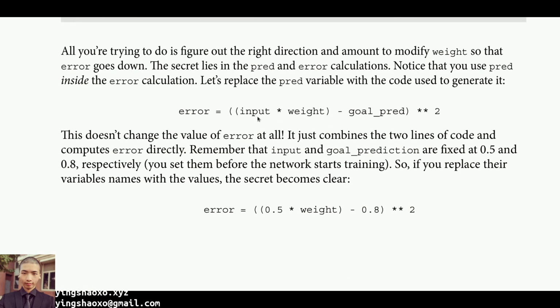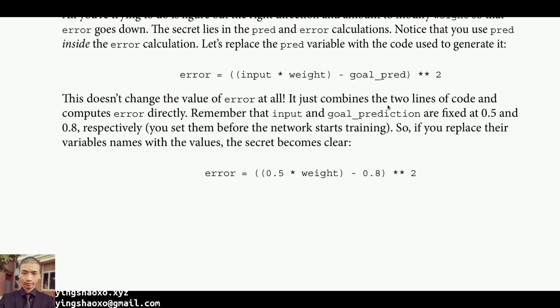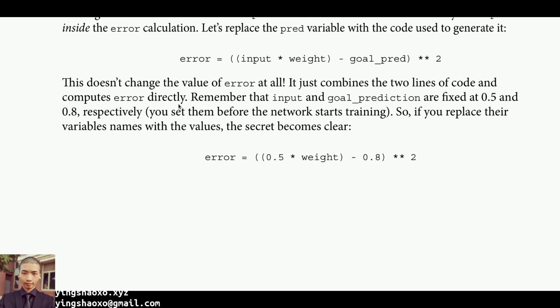Error equals input times weight minus the goal prediction. Yeah, this is the current prediction, input times weight, and this is the goal prediction. We do a subtraction so we can get the error, and we're gonna square it to get the real error, or the mean squared error. This doesn't change the value of error at all. It just combines the two lines of code and computes error directly.